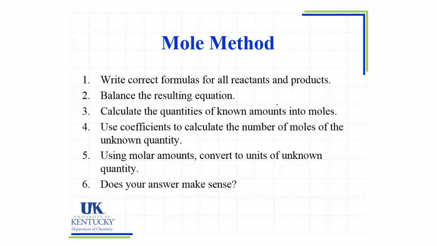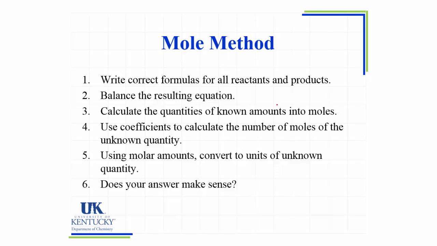So let's look at an overview of what we call the mole method. First, we need to write correct formulas for all reactants and products. Then, we need to balance the resulting equation. If the equation is given, we should always check that we have a balanced chemical equation and that all elements are balanced.